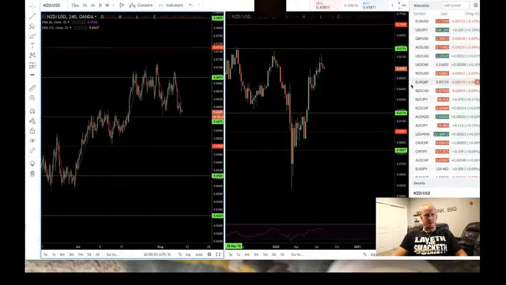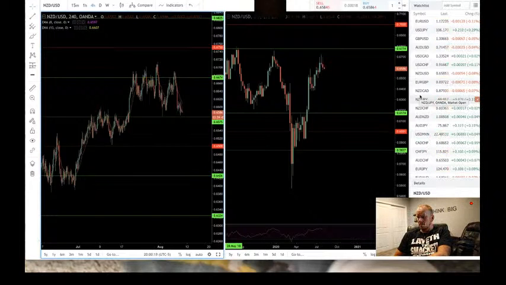Let's look at a couple more here. I believe the New Zealand yen has an opportunity. Aussie yen. Let's look at the Aussie yen.